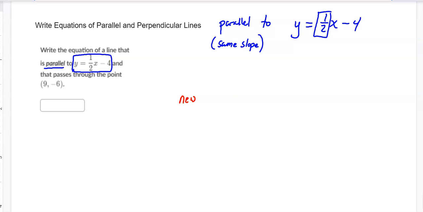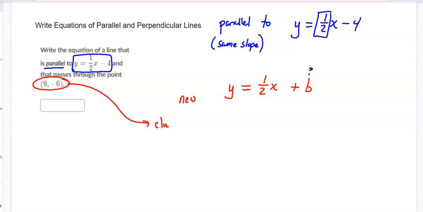When I'm writing my own equation, I like to call this my starter equation because I don't know the y-intercept. This is the whole key to the problem: I'm not sure where the b is. I use the blue equation to get the slope, but I don't know the b. Now they give me a clue, though. My clue is that (9, -6) lives on this line. It goes right through it. So that gives me an x and a y to plug in to figure out what b has to be.